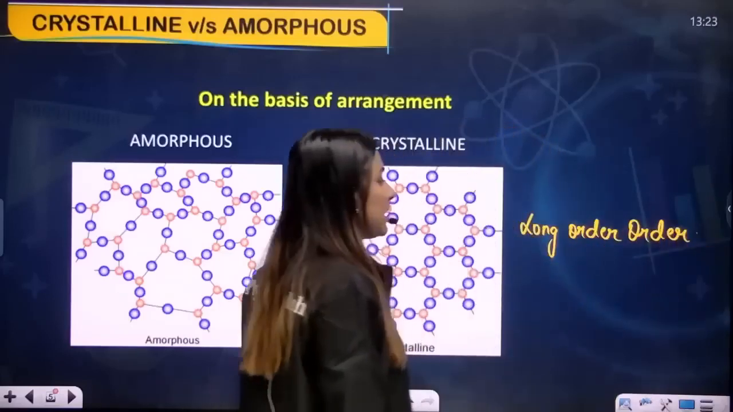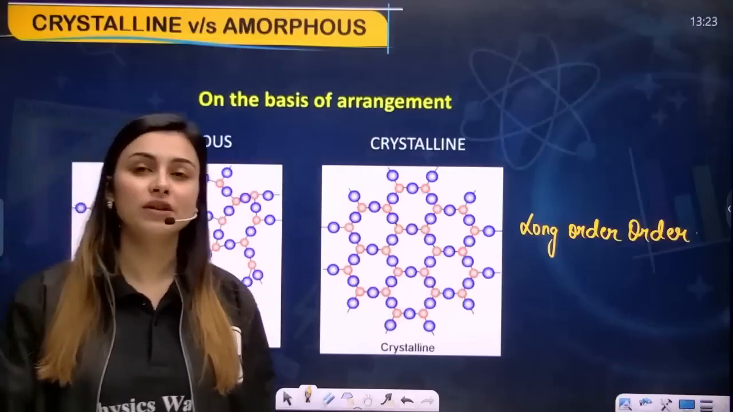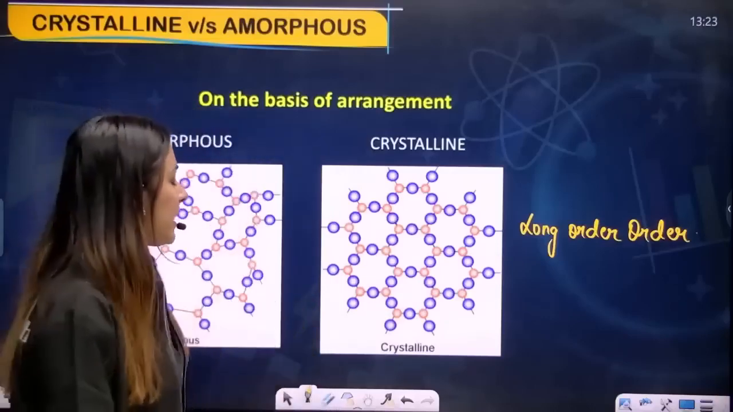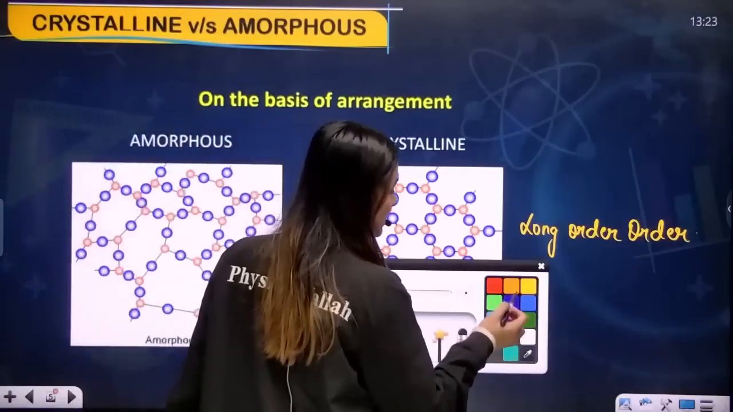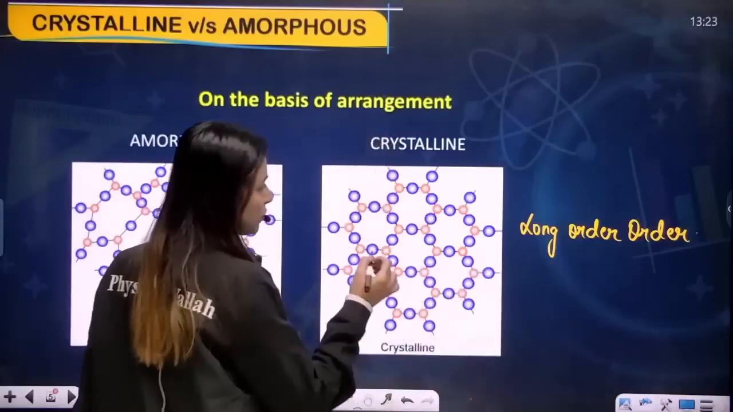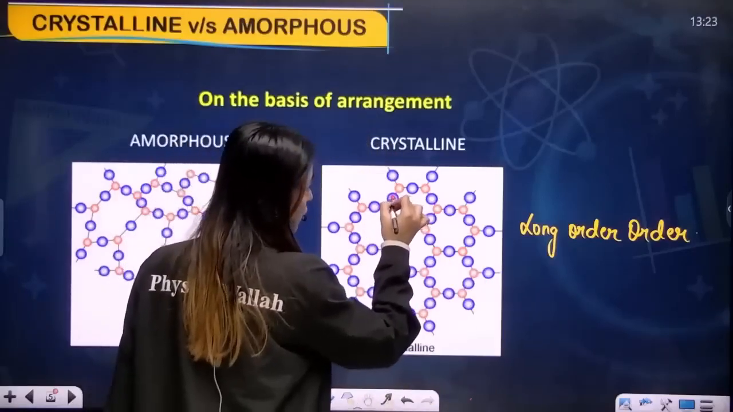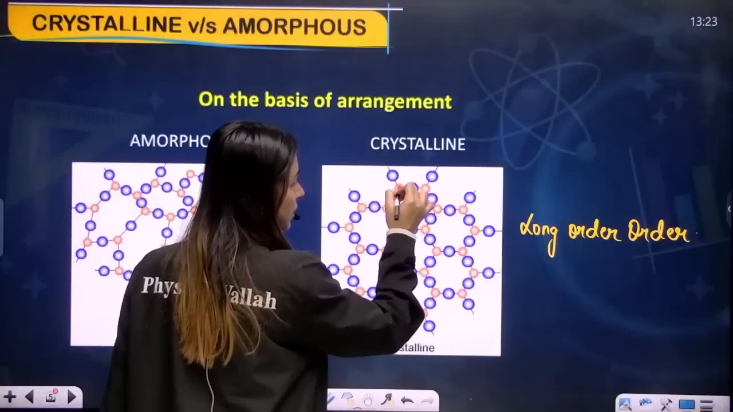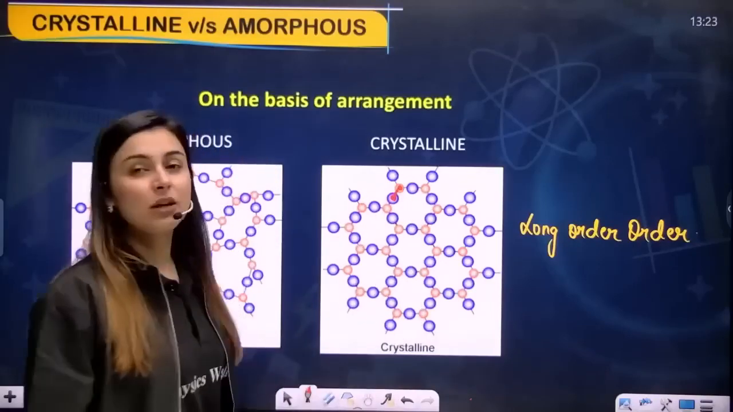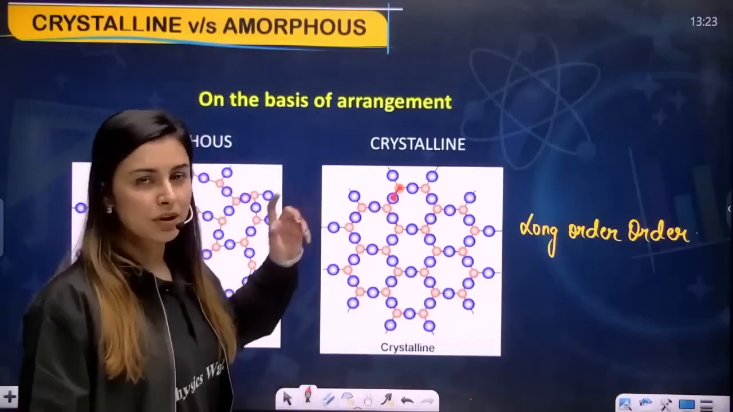Now try to understand why I said it is a long range order. Since I am saying it is a long range order, this means that, my dear students, if you see the interaction between this particular particle and this particular particle, they are at equal distance from each other, at a particular distance from each other.